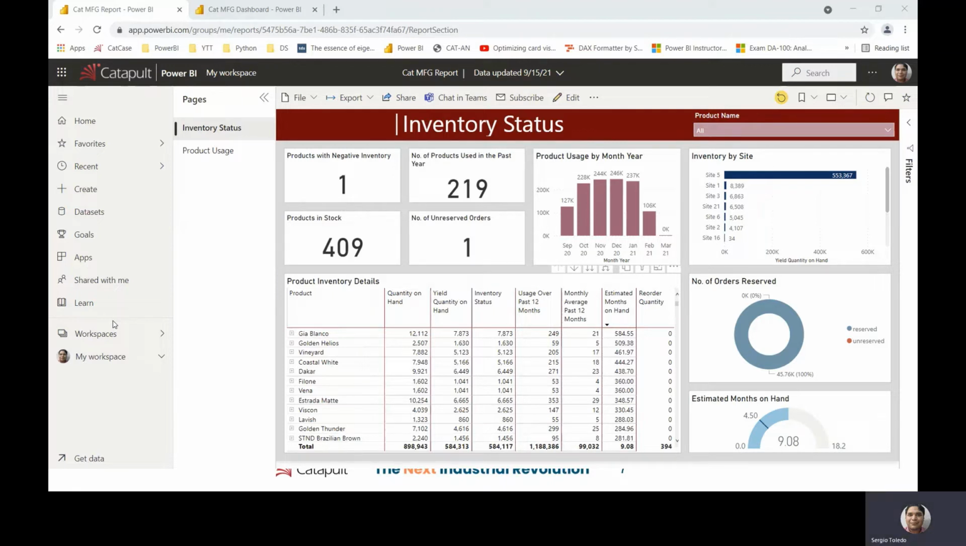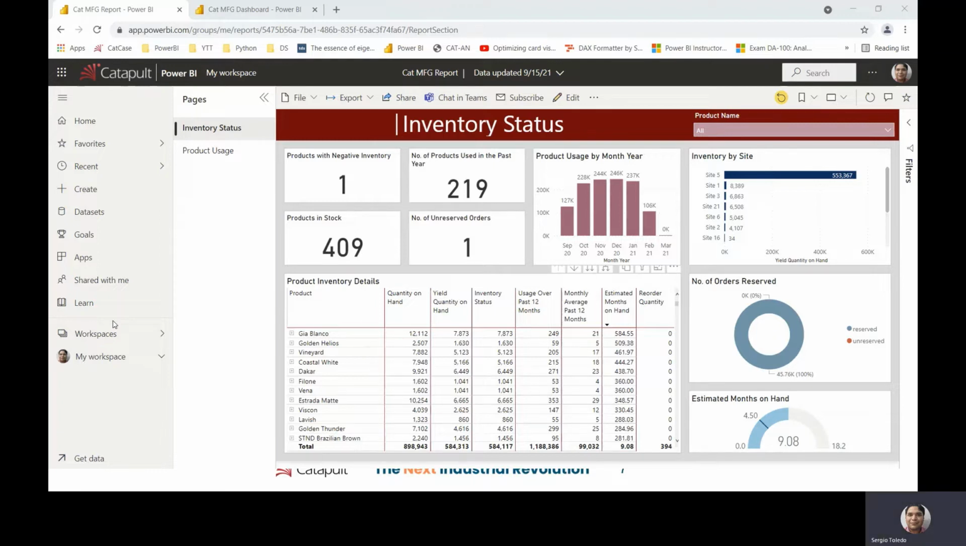So we have one order that is unreserved, which could not be a red flag or anything. Sometimes, an order could just have come in and there's not enough time to reserve it yet. So that can be something that is acted upon later. It's not an immediate action item unless you want it to be.